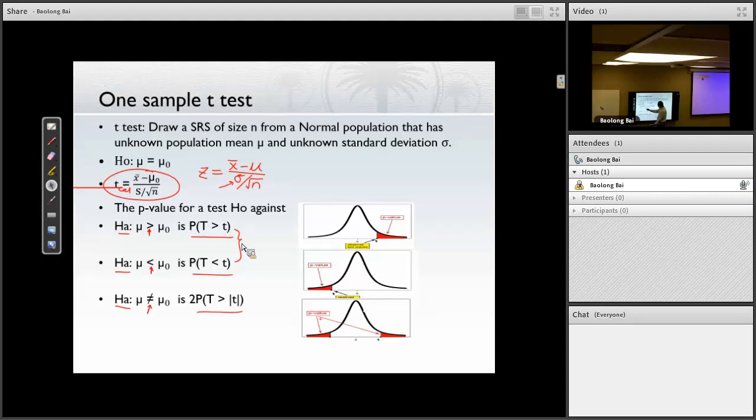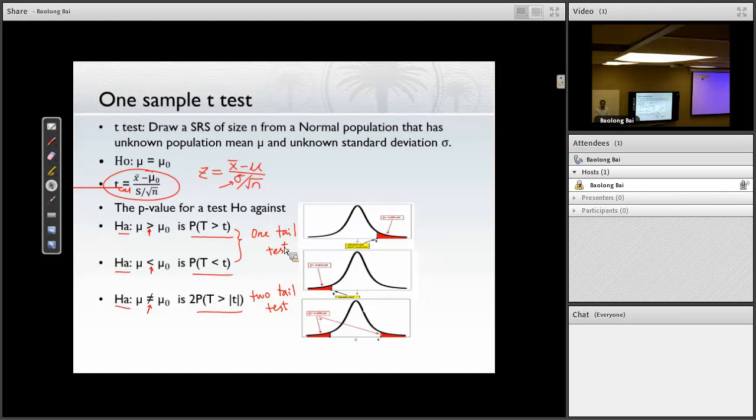For the top two, we have a greater than sign or smaller than sign on the alternative hypothesis. These are called one-tail tests. And then when you have an unequal to alternative hypothesis, this will be a two-tail test. So we call it one-tail, two-tail test. Just basically look at if the probability of the p-value comes from one side of the tail or two sides of the tail, right? So that's what one-tail, two-tail test is.